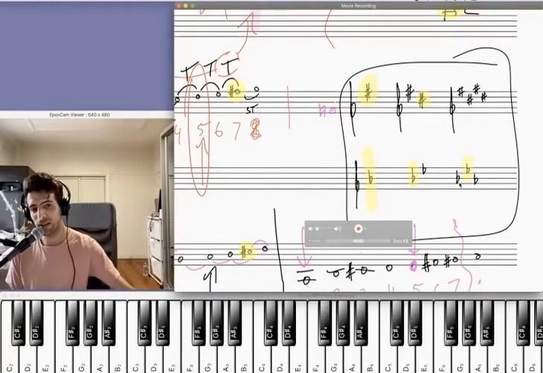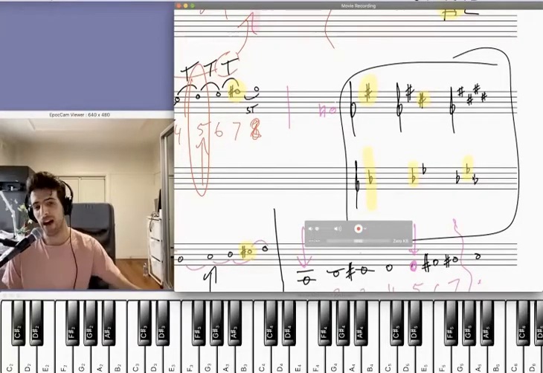If I look at this one with three flats, I look for the second last flat from the right, okay? And the second last flat is an E flat. This is E flat major. I'll draw one more.